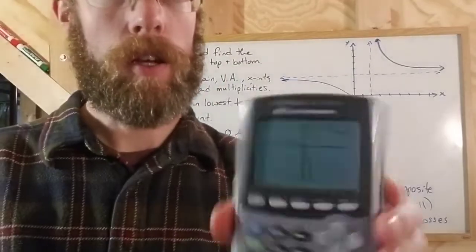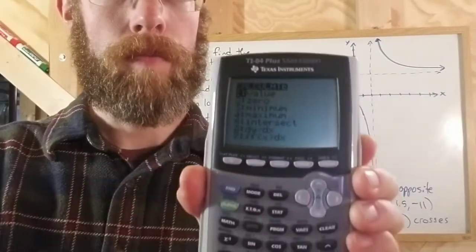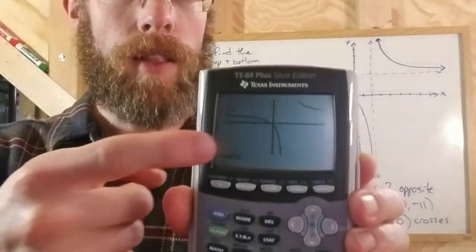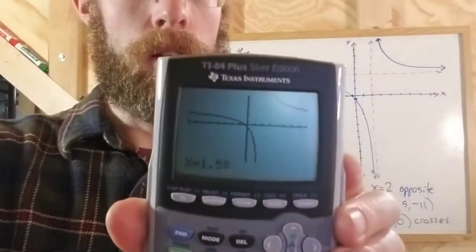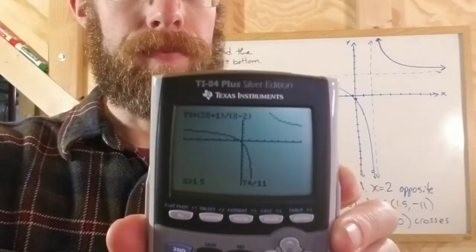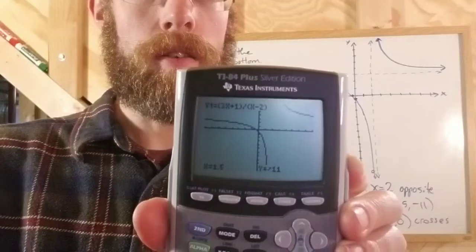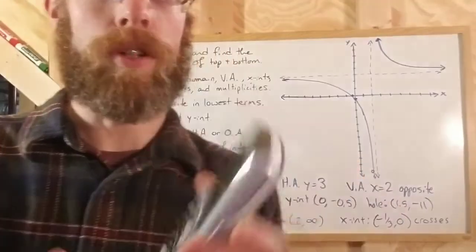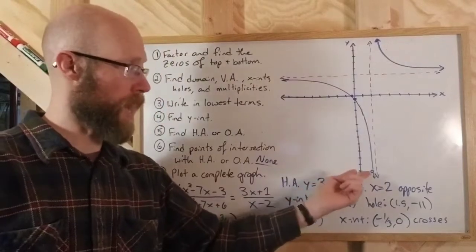Kind of interesting. And so if I go to second, calculate, hit value, and now if I type in my 1.5, I get 11. Okay? So on the simplified form, the hole is filled in. On the original form, the hole is not filled in. Okay, so we have the hole there.